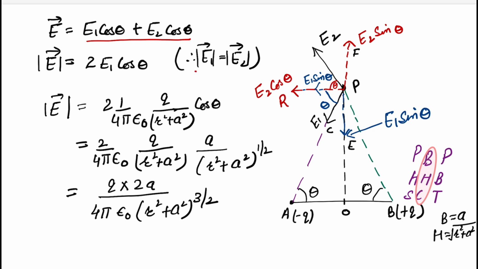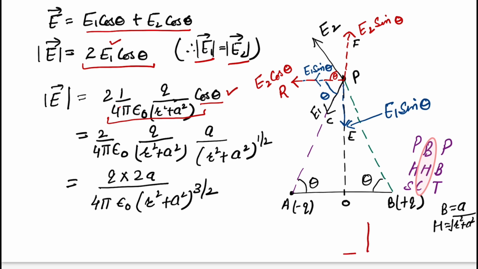We know that the magnitude of E1 is equal to E2. So we can simply write it as 2 E1 cos theta. Then we substitute the value of E1 as we calculated, which is 1 upon 4 pi epsilon naught q divided by r square plus a square, times cos of theta. Then we can substitute the value of cos theta from this Pythagoras.